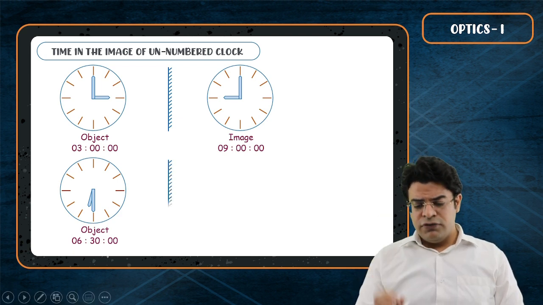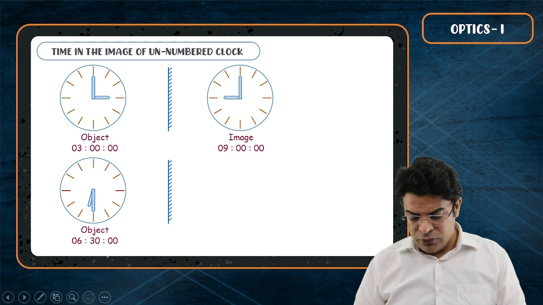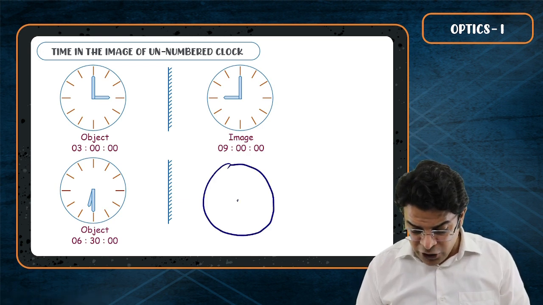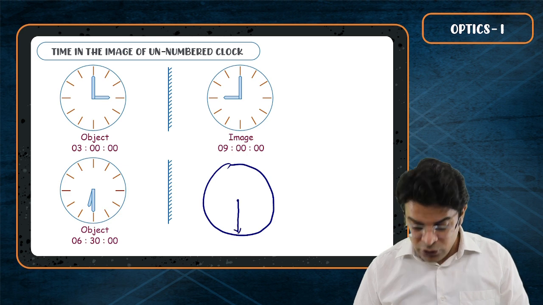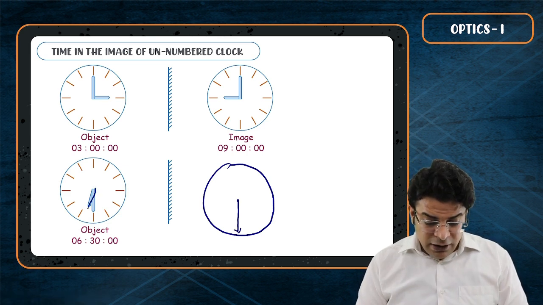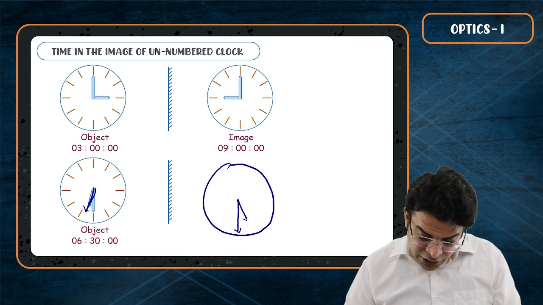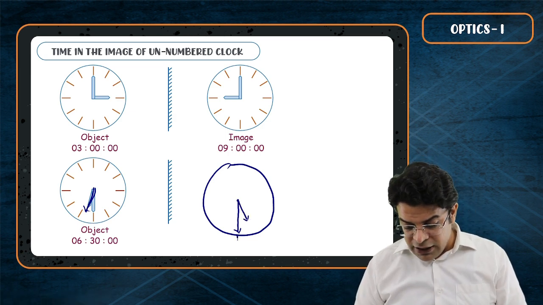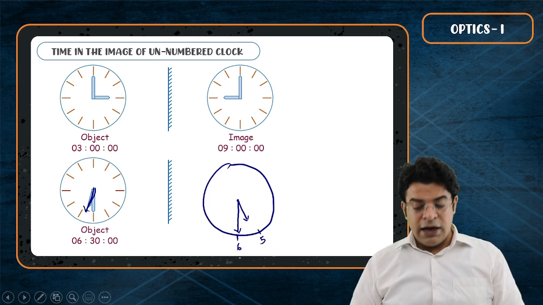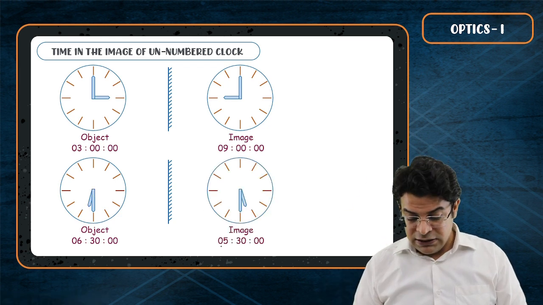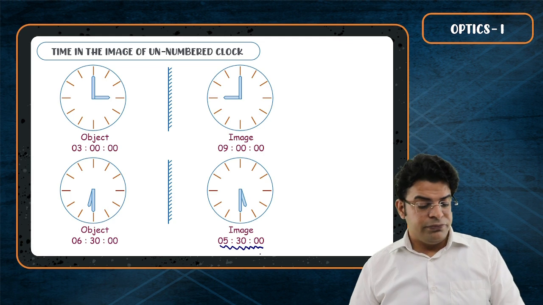Now if we think of the image of this particular clock, you need to understand that the minute hand will still point downwards, but this hour hand will flip. Once it flips, it will point somewhere here. So now this hour hand will be somewhere between 5 and 6. And the minute hand points at 6. So the time has to be nothing but 5:30.